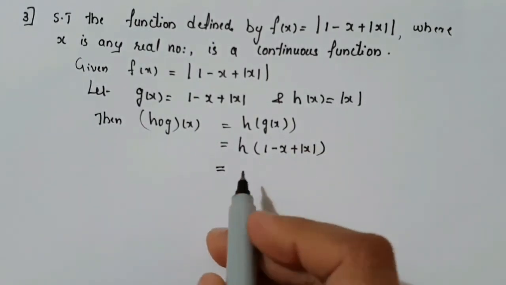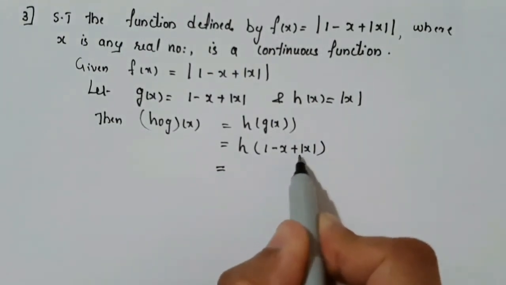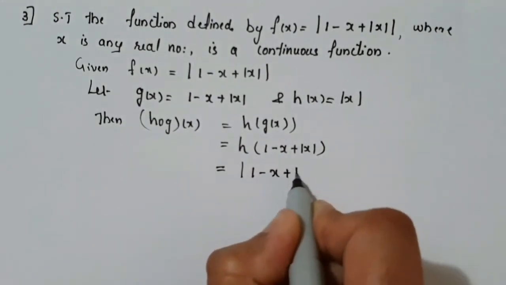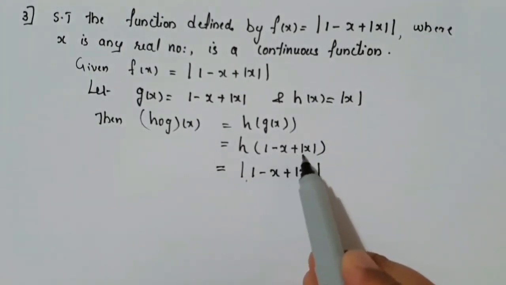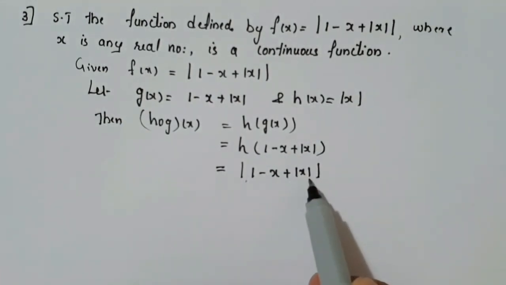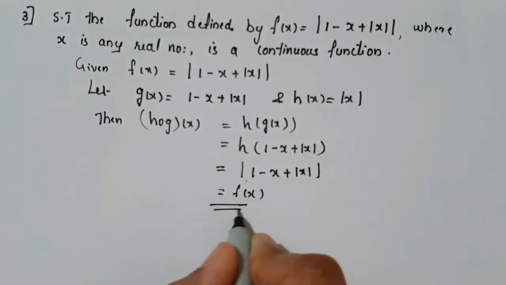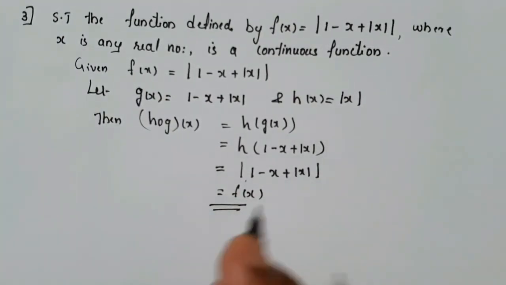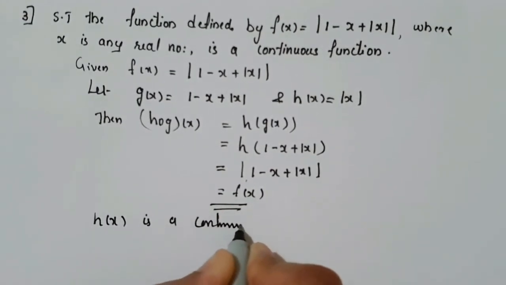We have h of x is modulus x. Therefore, h of 1 minus x plus modulus x is modulus of 1 minus x plus modulus x. Instead of x, we have to put 1 minus x plus modulus x here. So this becomes modulus of 1 minus x plus modulus x, which is equal to f of x. We know that modulus functions are continuous functions. Therefore, h of x is a continuous function.